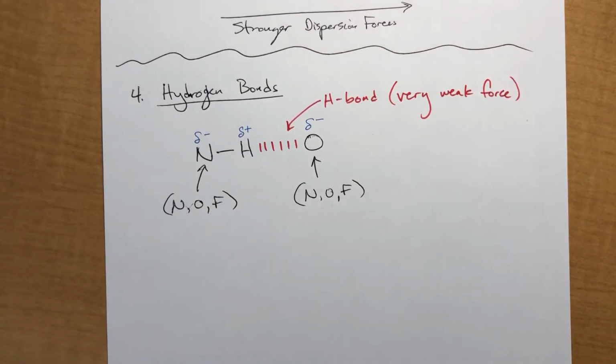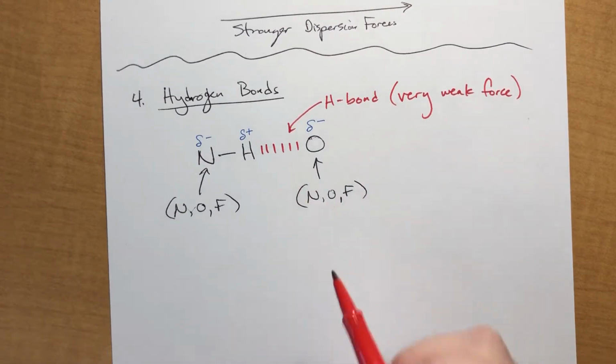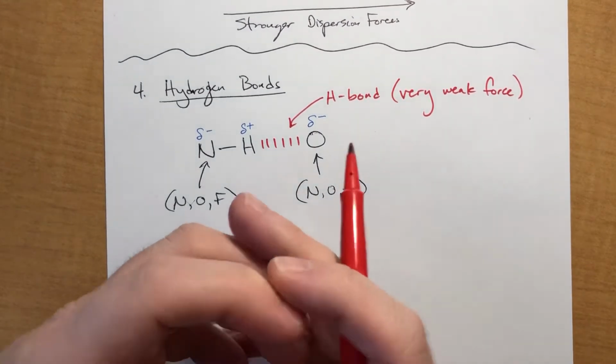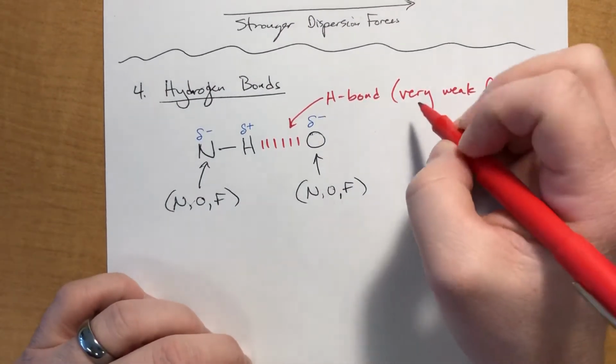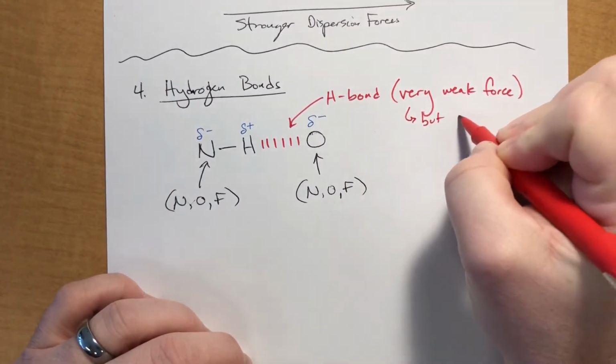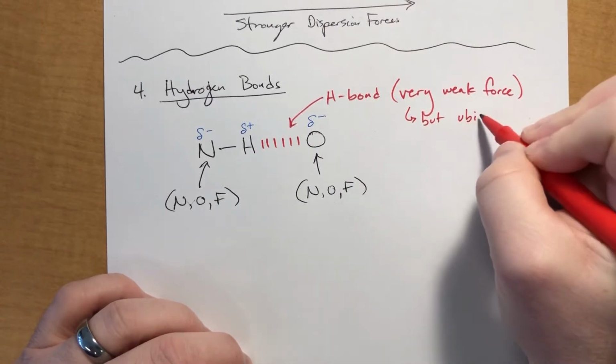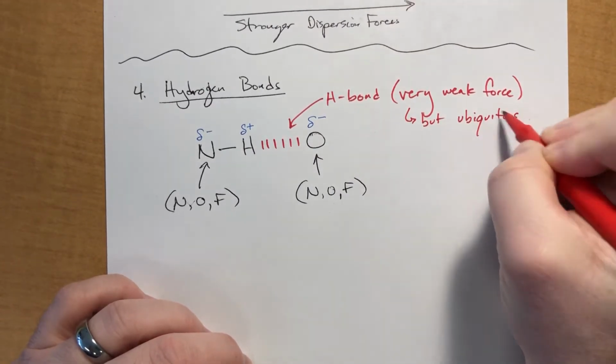But if you have one hydrogen bond, you probably have trillions of them. So it's one of those things that is really weak. Each individual force is very weak, but you have so many of them that they add up to be this really dominant force. I'm going to go with the word ubiquitous. Ubiquitous means they're pretty much everywhere.